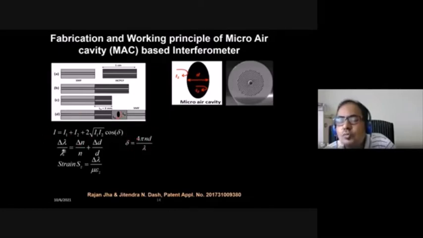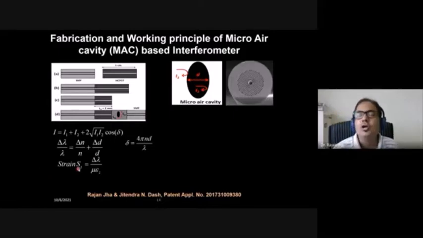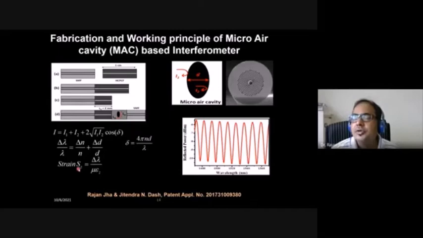And if you want to monitor a strain, which is given by some lambda z by mu times epsilon z, which is the strain along the z direction, then the whole idea is that by tuning this D, you are able to correlate the strain. This is the idea on which we worked, and you can see that we get a very nice interference pattern again over a broad wavelength range.